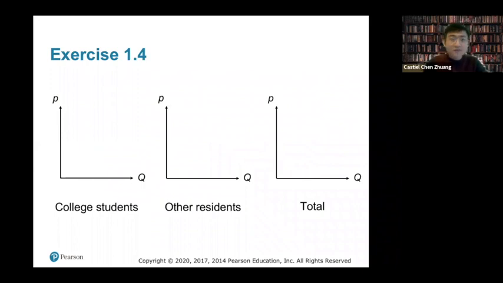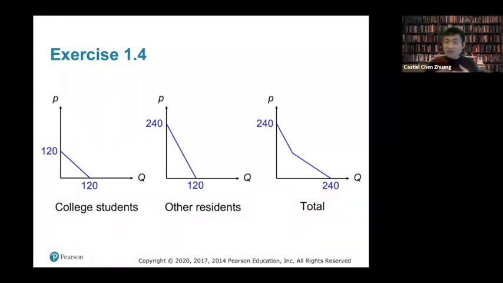So for the graphs, this is a demand curve for college students. This is the demand curve for other town residents. The demand curve for other town residents is higher and steeper. And then when you sum them up horizontally, you'll see that there is a kink.